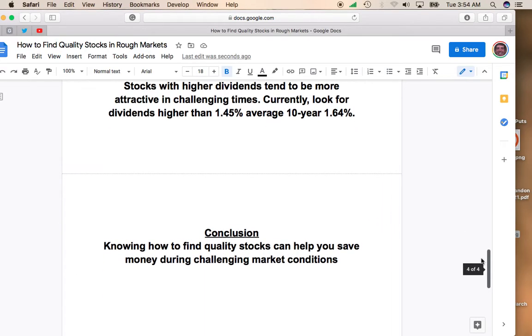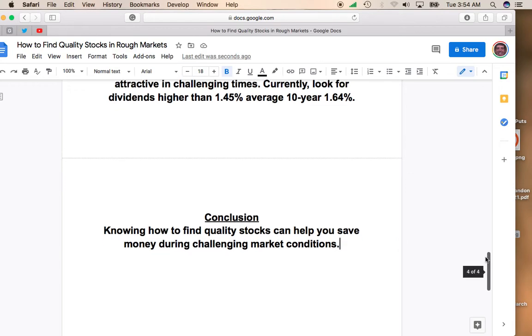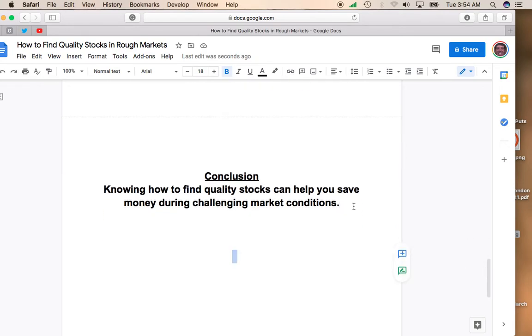So in conclusion, knowing how to find quality stocks can help you save money during challenging market conditions, because when it comes to investing, it's not just about making money, it's about preventing yourself from losing money that will keep you in the game. In the end, it's really all about the time you spend in the market. As they always say, time in the market is better than timing the market. So I hope these four steps have been really helpful for you. They've been really helpful for me.